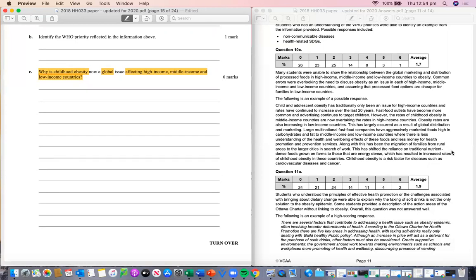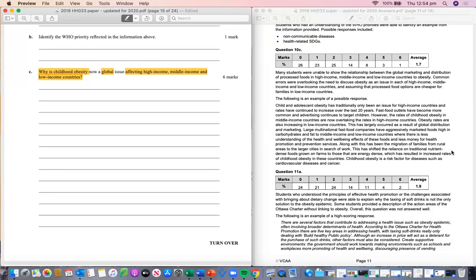This has largely occurred as a result of global distribution and marketing. Large multinational fast food companies have aggressively marketed foods high in carbohydrates and fats in middle and low income countries, where there is less understanding of the health and well-being effects of this food and less money for health promotion and prevention services.